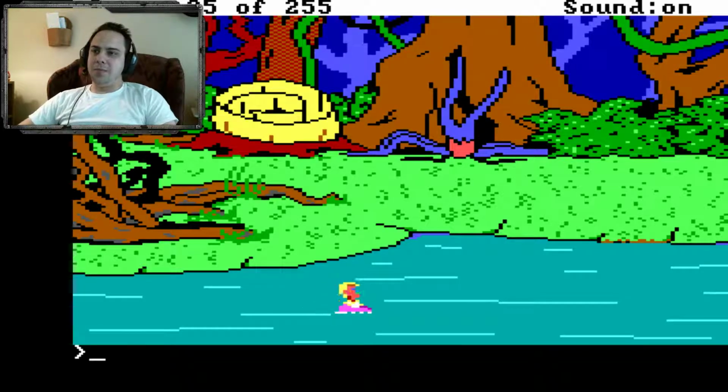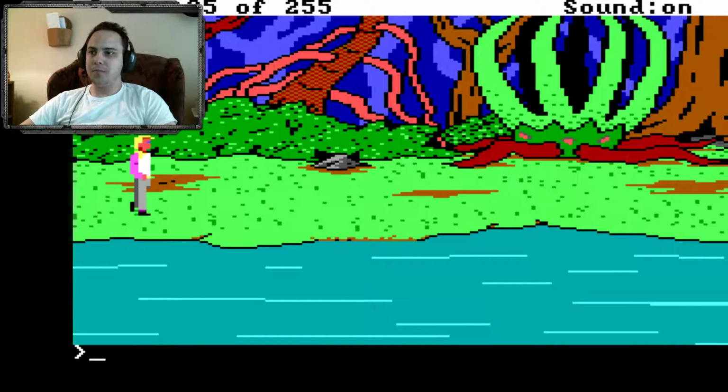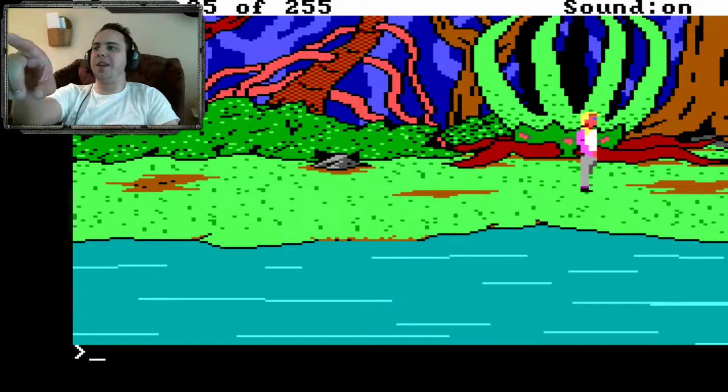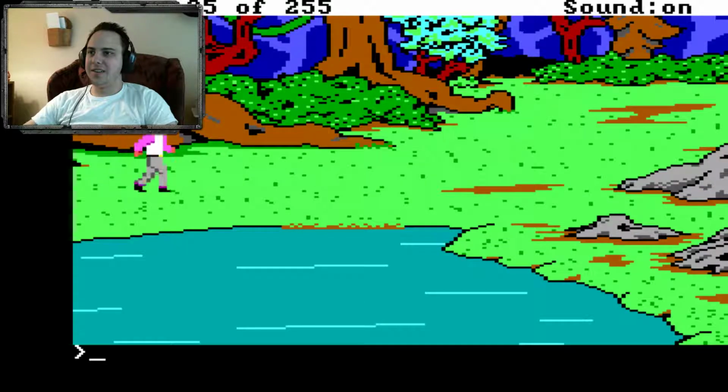Okay, so I remember there was something that fills your lungs with air, so you can literally breathe underwater. I just don't remember what it is. I like this view of the character right here. That looks really nice. The animation is really smooth, too.